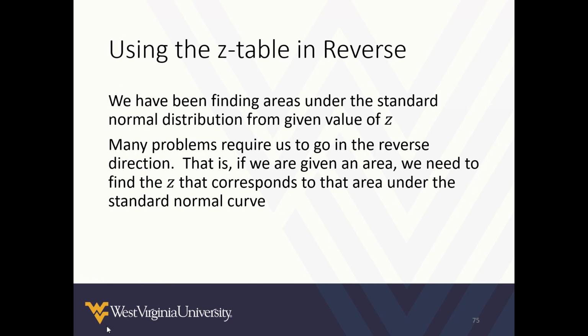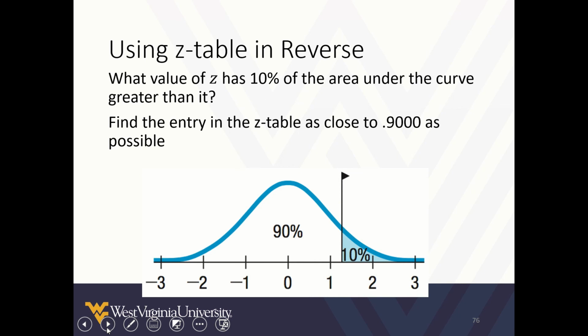So sometimes we do have to use our z-table in reverse. So far we've been finding areas under the curve from given values of z, but sometimes we have to do the opposite, meaning we're given the area and then we need to find the corresponding z value or z-score. So for example, what is the value of z that has 10% of the area under the curve greater than it? So once again, we're going to draw the picture out. So that means 90% is to the left and 10% is to the right because we want greater than.